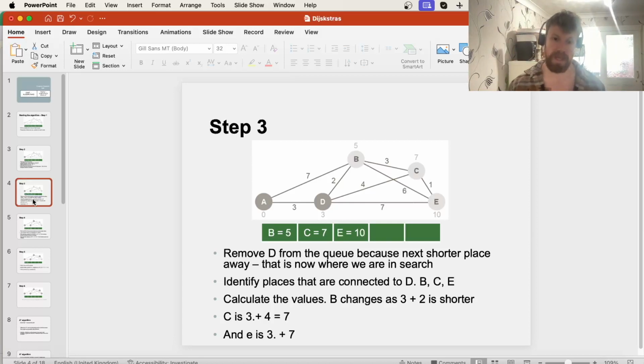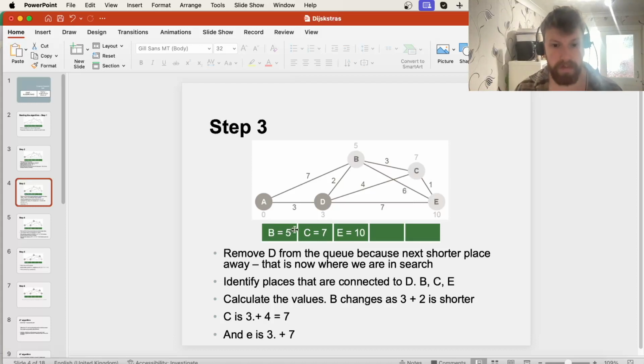So we're going to change B. We do 3 plus 2, because the distance from A to D is 3, and the distance from D to B is 2. That gives us 5, which is shorter than going directly from A to B. So B changes to 5, because that is a shorter distance and will take us less time. For C, we put in 3 plus 4, which is 7, and E is going to be 3 plus 7.